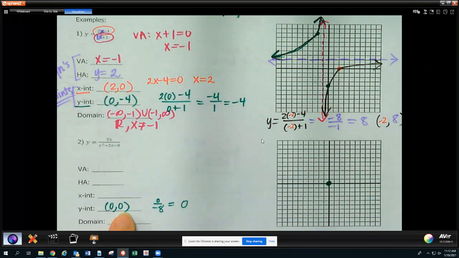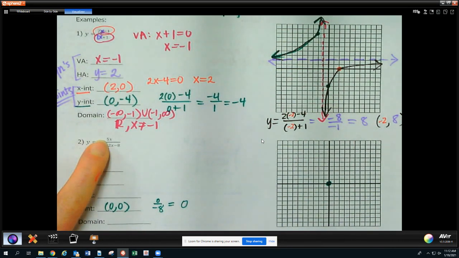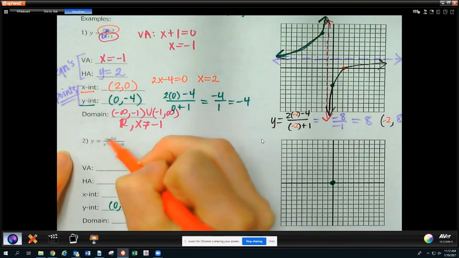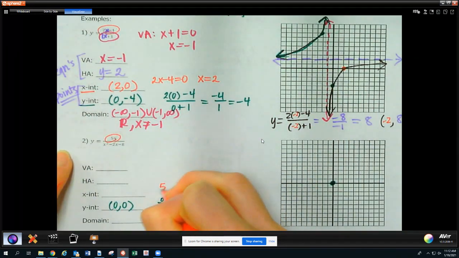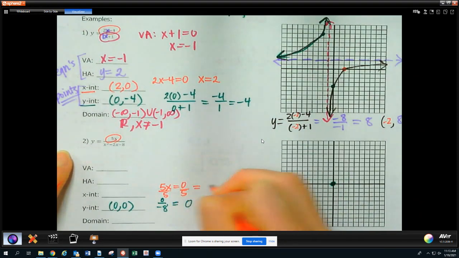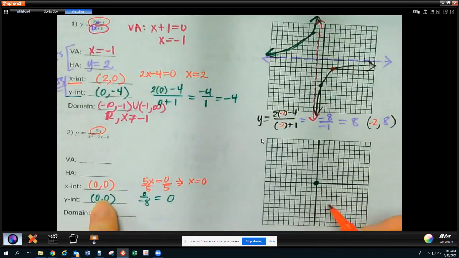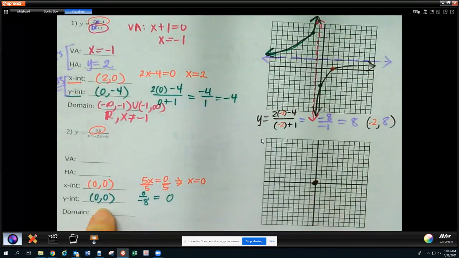Okay, for the x-intercept, remember you set the top equal to 0. Okay, so the top is 5x, set that equal to 0. You get x equals 0. So anytime the origin is one of your intercepts, it's going to be both. Okay, so there's our x-intercept.